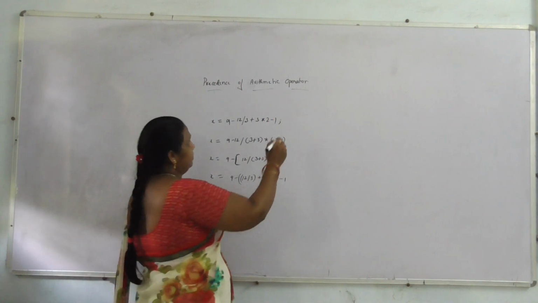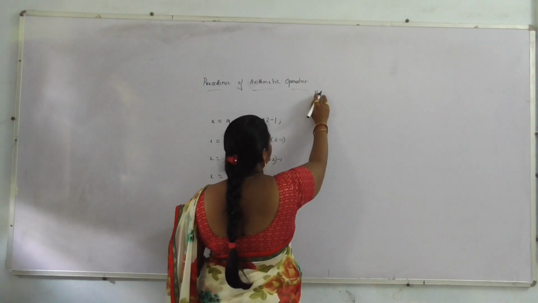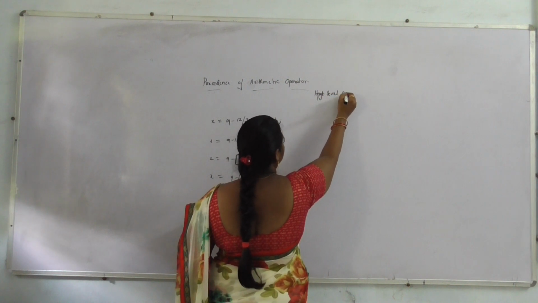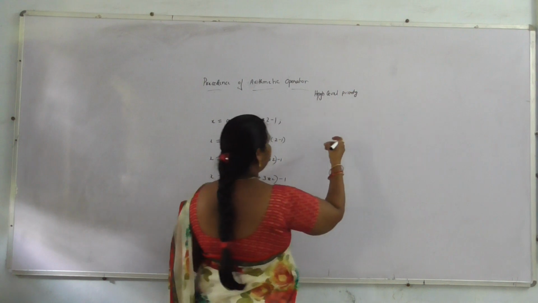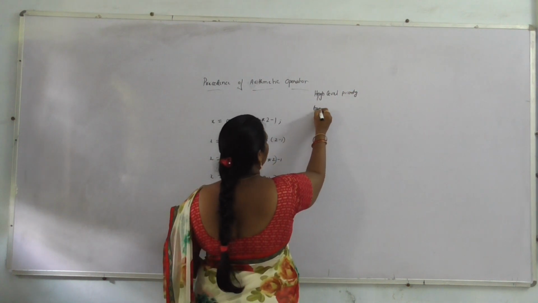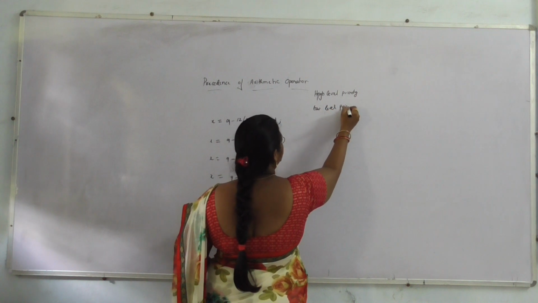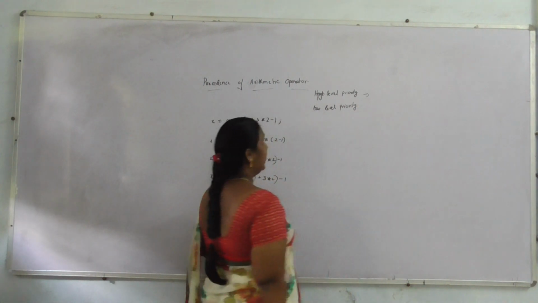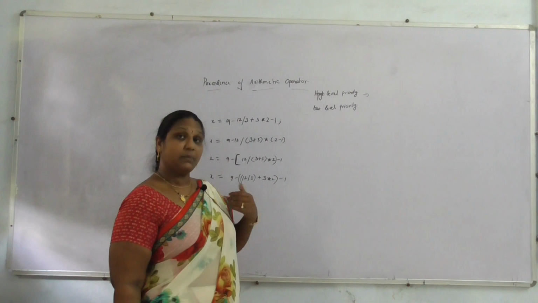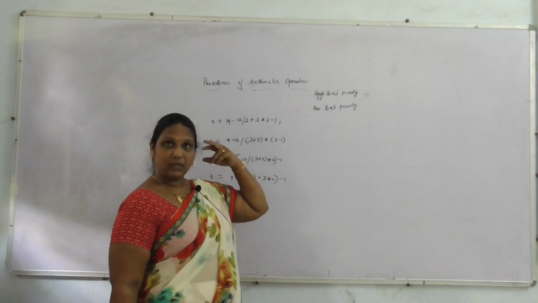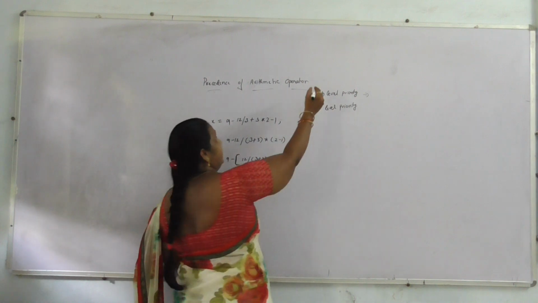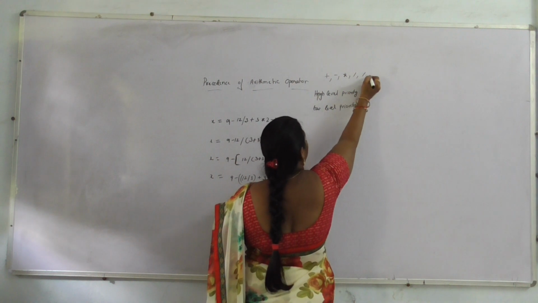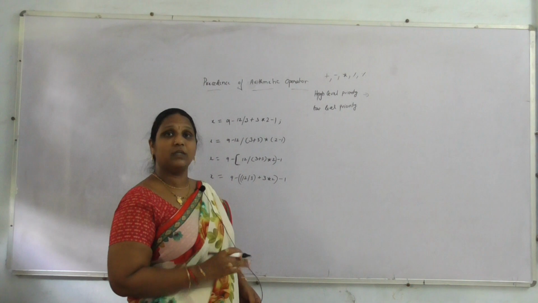First one is high level priority, and the second one is low level priority. Which type of operators? That is arithmetic operators. In arithmetic operators, we have to know plus, minus, asterisk, division, and modulo. These are the operators used at the arithmetic level.